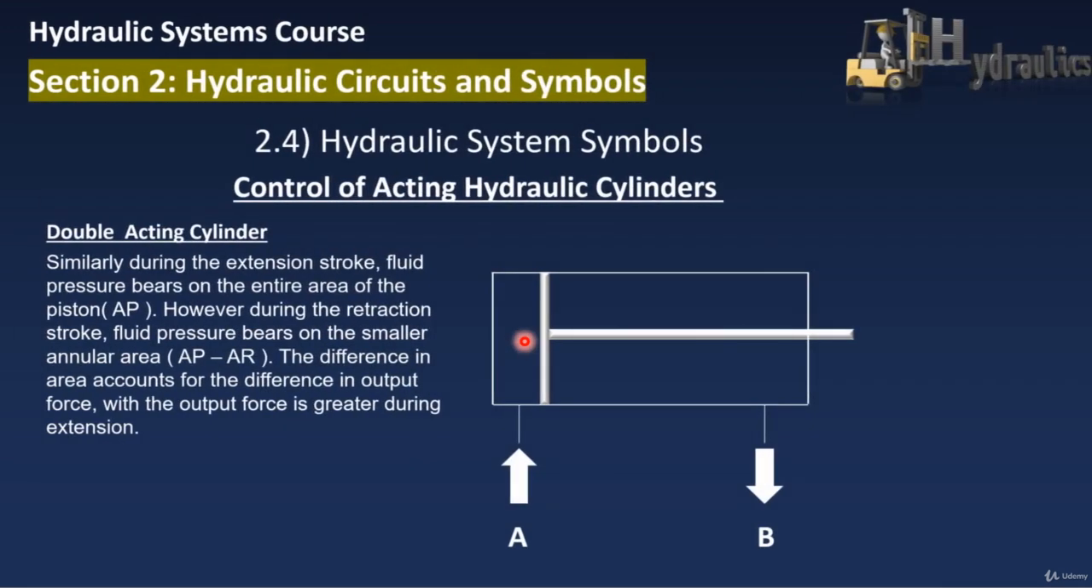Similarly, during the extension stroke, fluid pressure bears on the entire area of the piston, AP. However, during the retraction stroke, fluid bears on the smaller area, which is AP minus AR. The different area accounts for the difference in the output force, with the output force being greater during the extension.